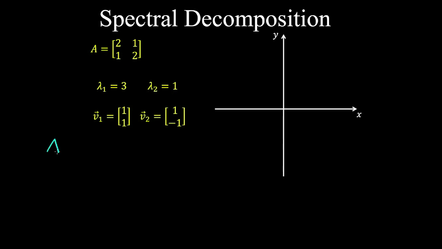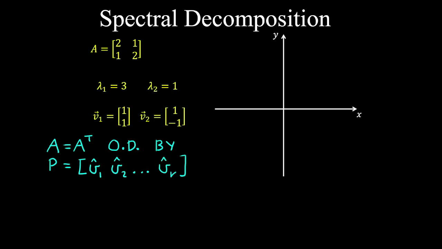Recall that we found a symmetric matrix that was orthogonally diagonalized by a matrix P, where P had the unit eigenvectors in each column. So we had V1, V2 up to Vr, where r is the number of rows of the symmetric matrix, and we had the eigenvalues lambda 1 to lambda r corresponding to each of those eigenvectors.